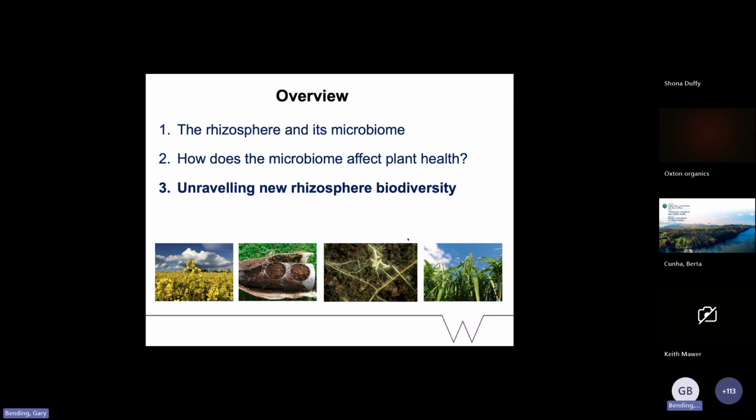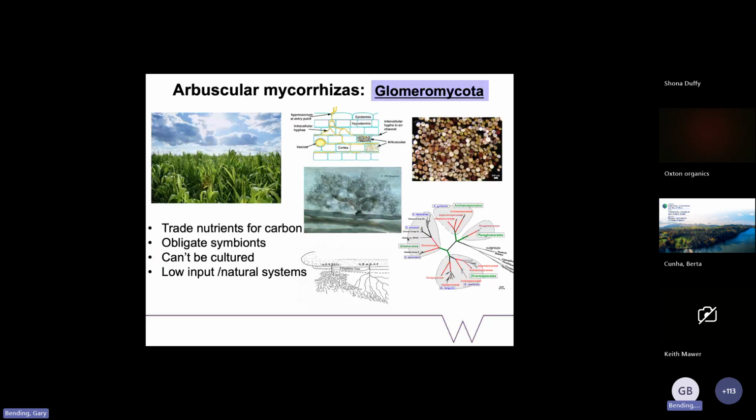And I'm sure that you will be familiar with arbuscular mycorrhizas. And this is something that I've been interested in for a number of years, really. If you know about mycorrhizas, you'll know that there is symbiosis between fungi and plants.